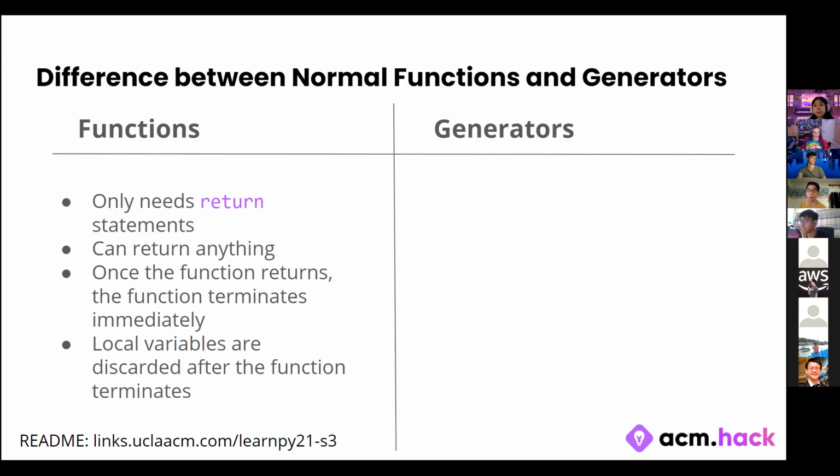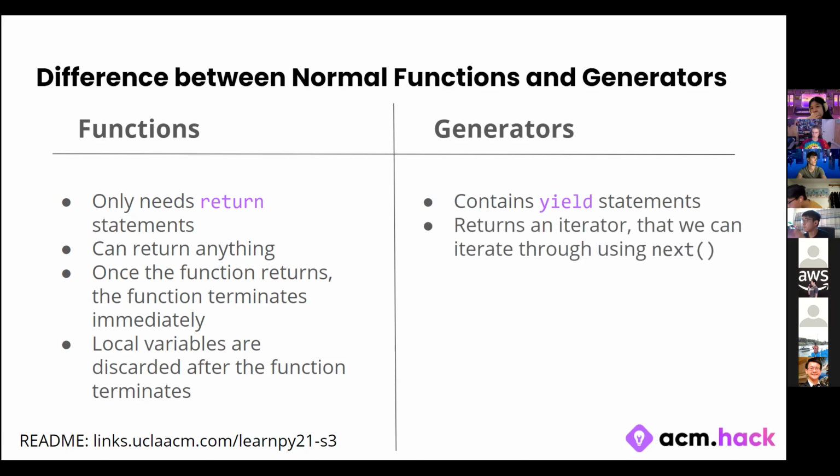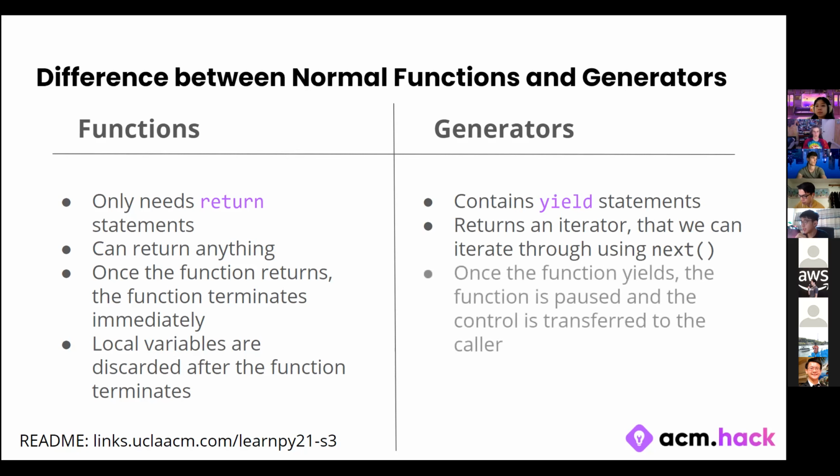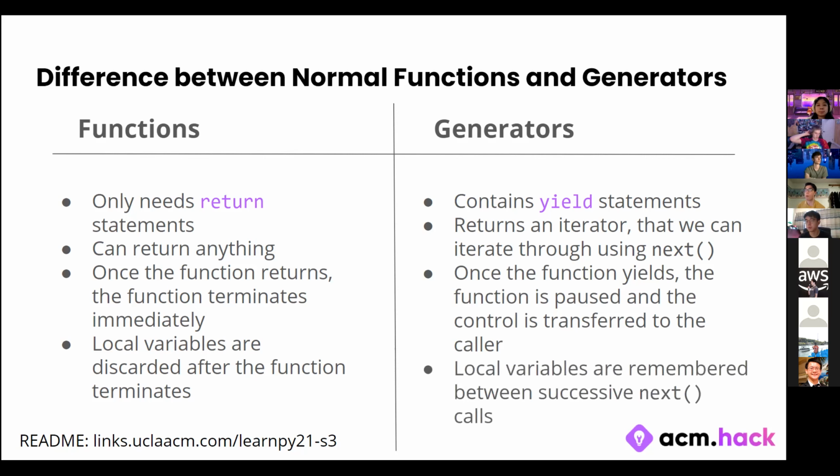This is not true for generators. A generator contains yield statements instead of return statements. When we first call the generator, it returns an iterator, but it doesn't start execution yet. We can iterate through this iterator using the next function, and next will run the code inside of the function. Once the function yields, it is paused and control is transferred to the caller, and local variables are remembered between successive next calls. Okay, what the heck was that?